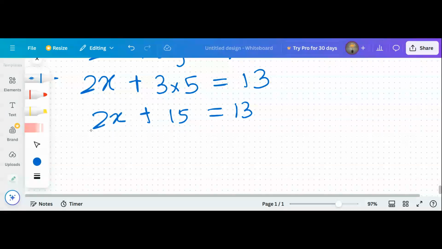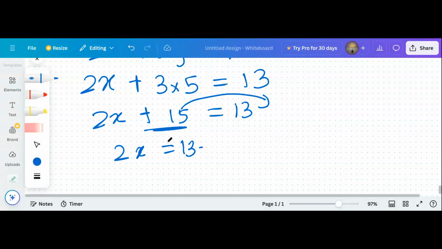Now how to find the x? We have to make this x separate. So here, plus 15. If it goes to the right hand side, it will become minus. Actually it will be like this, 13 here plus 15. If it goes to the other side, it will become minus 15. You may have a question: why, if it is plus, does it become minus when it goes to the other side? I will explain it.